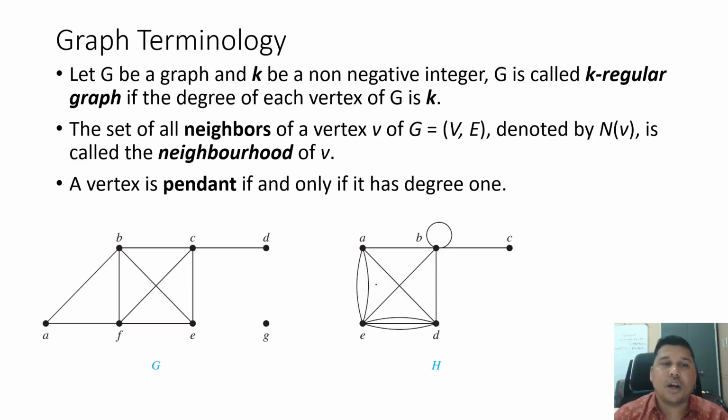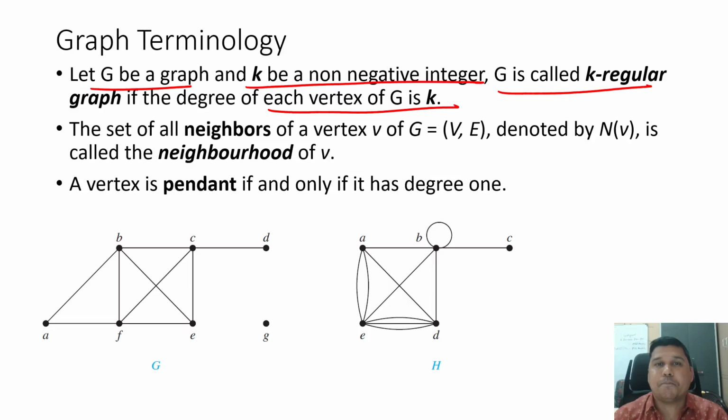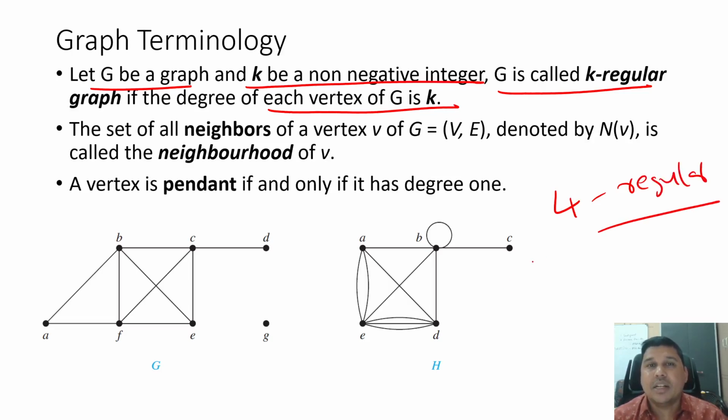Next, a few more graph terminologies. Let G be a graph and K be a non-negative integer. G is called a K regular graph if the degree of each vertex is K. It means I can say a 4 regular graph, meaning the degree of each vertex is equal, that is 4, 4, 4, 4. We say it is a K regular graph.